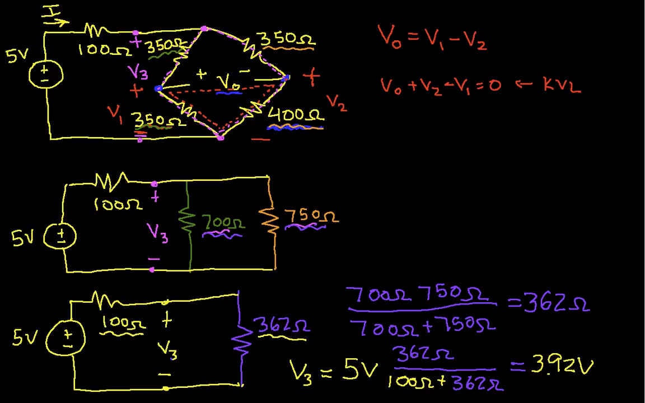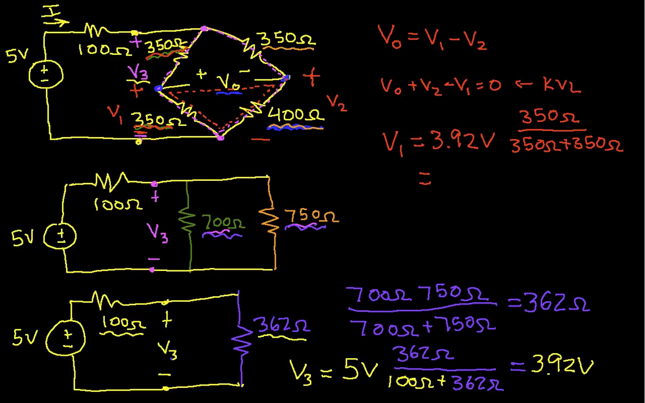Well, that's excellent. If I go back up to my original circuit, I now have V3. From that, I can compute V1 and V2 using voltage dividers. I know the voltage from here to here is 3.92 volts, so I can say then that V1 will be 3.92 volts times 350 ohms over 350 ohms plus 350 ohms. Okay, so I'm looking at this resistor and this resistor, which turns out to just be half of 3.92.